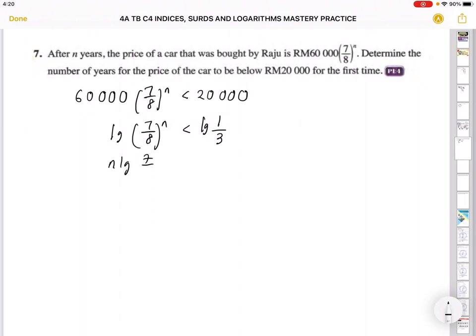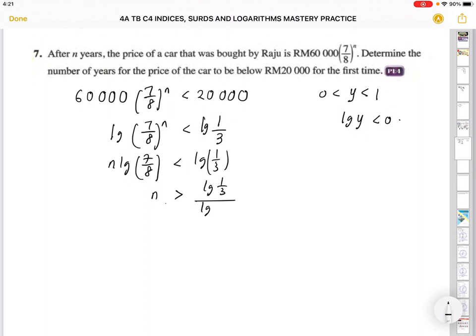Lg 7/8. This is Lg 1/3. Now remember, when you have the logarithm of a number, let's say your number y is between 0 and 1, when you take the logarithm of this number, it's certainly going to be negative. Because this is negative, it would affect your inequality when you multiply and divide with a negative number. Always remember, when you multiply and divide with a negative number, the symbol must change. So this is n greater than Lg 1/3 divided by Lg 7/8.